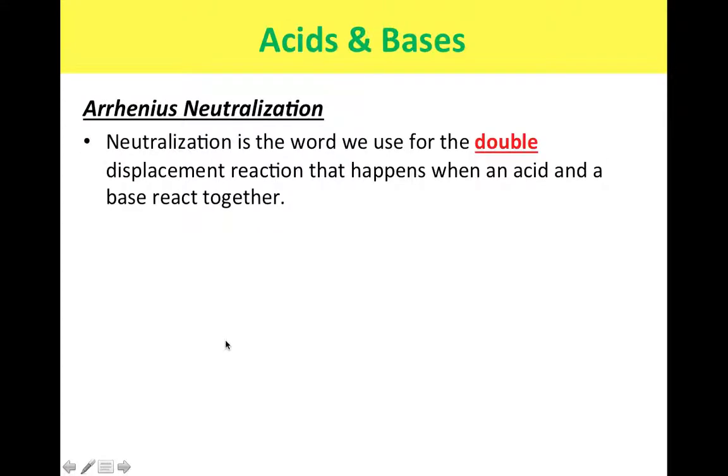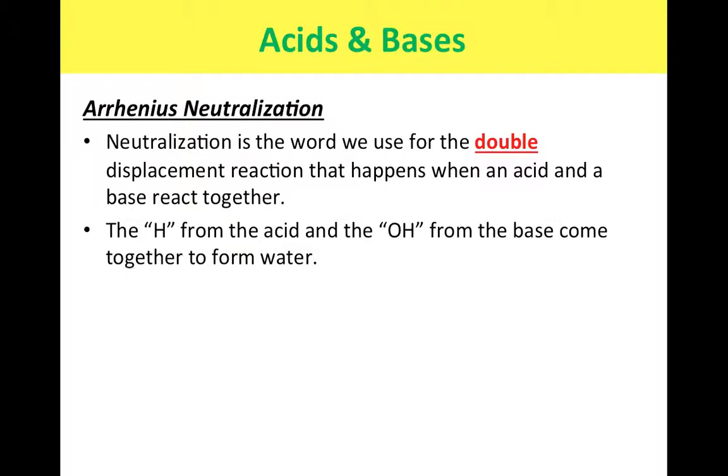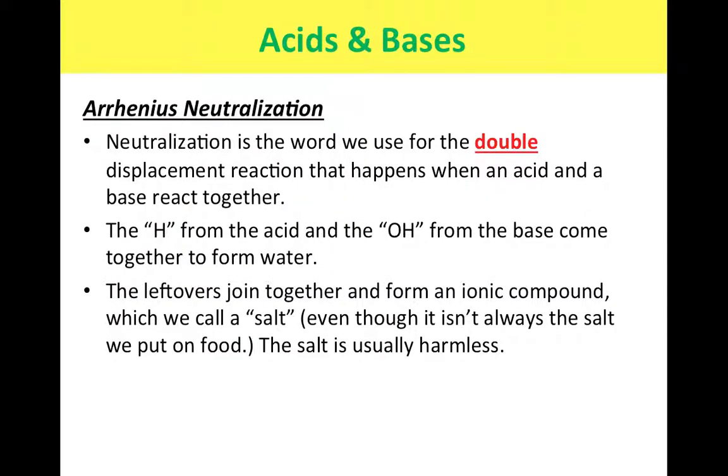So let's take a look at neutralization. Neutralization is the word we use for double displacement reaction that happens when you have an acid and a base that react together. So you might remember this from grade 10, but whenever you have a hydrogen from the acid combining with the hydroxide from the base, you're going to get water. So the leftovers we join together, and we as chemists just call them a salt because it is an ionic compound that normally forms because you have a metal and a non-metal that combine.